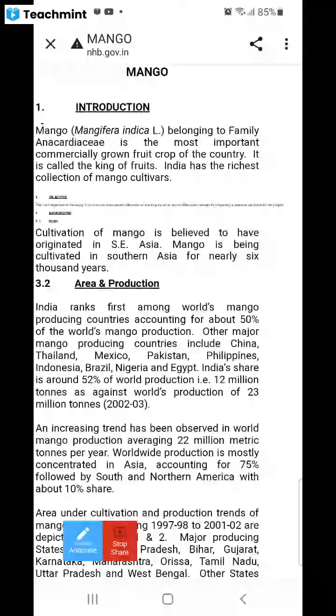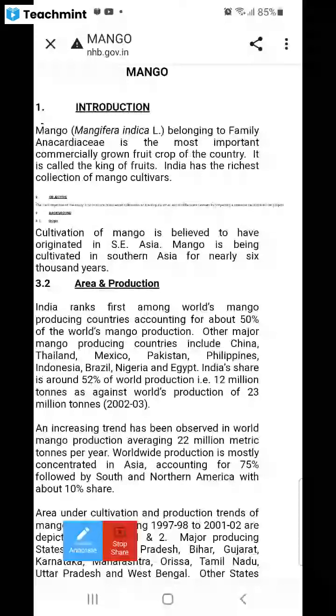Next is the fruit. So in fruit, first is the mango. The botanical name of mango is Mangifera indica, and the family is Anacardiaceae. Anacardiaceae is the family of the mango. So we have to look at the commercial production, that is, what is the commercial production of mango?